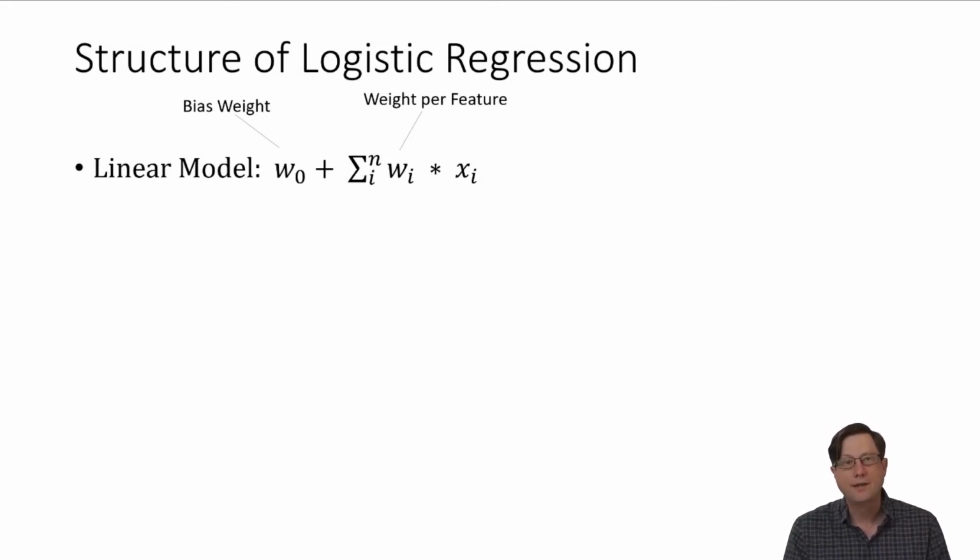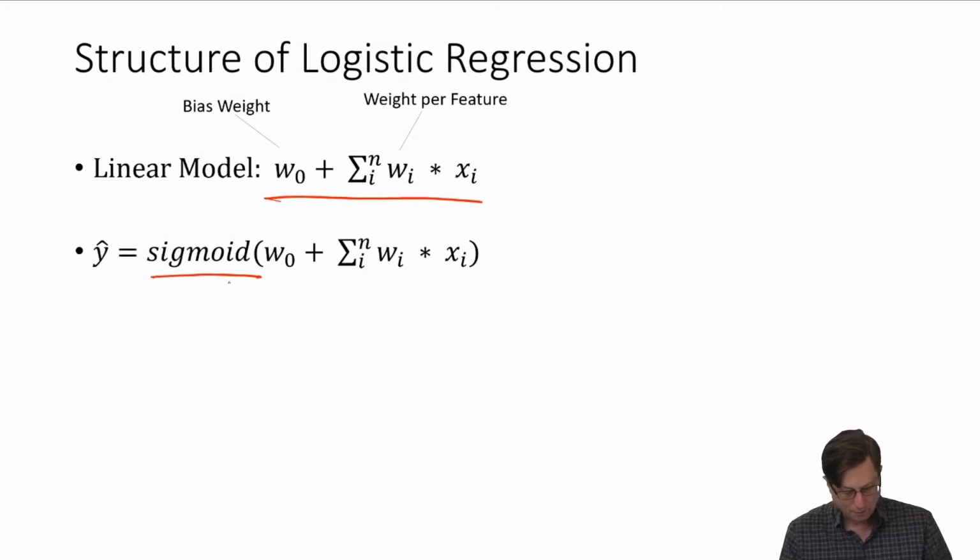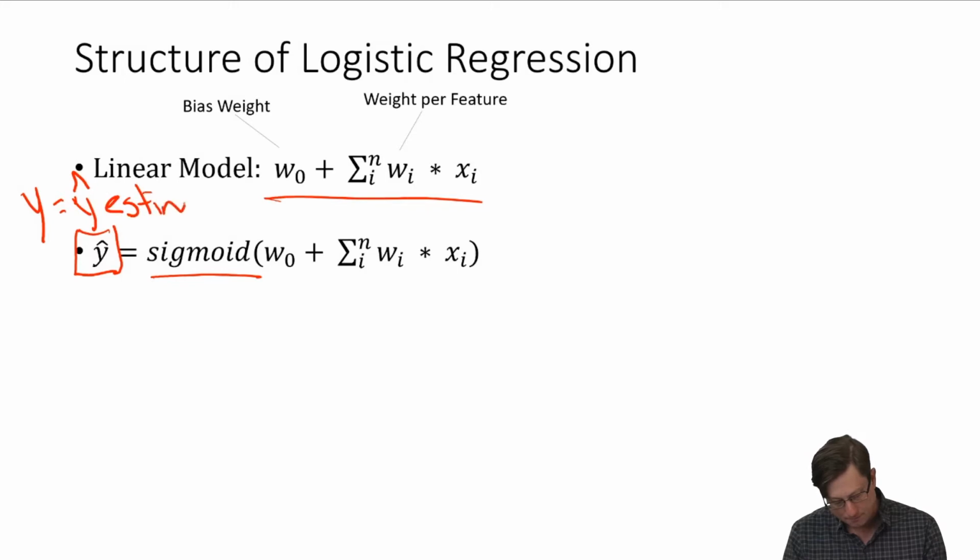So that is that. And I said on the previous slide, this is a linear model with sigmoid activation. And so what does that mean? It means that when you have a new instance, you calculate this value and then you pass it through a sigmoid function. And the output of that sigmoid function is the y hat. And remember, the y is the label, and the y hat is your model's estimate.